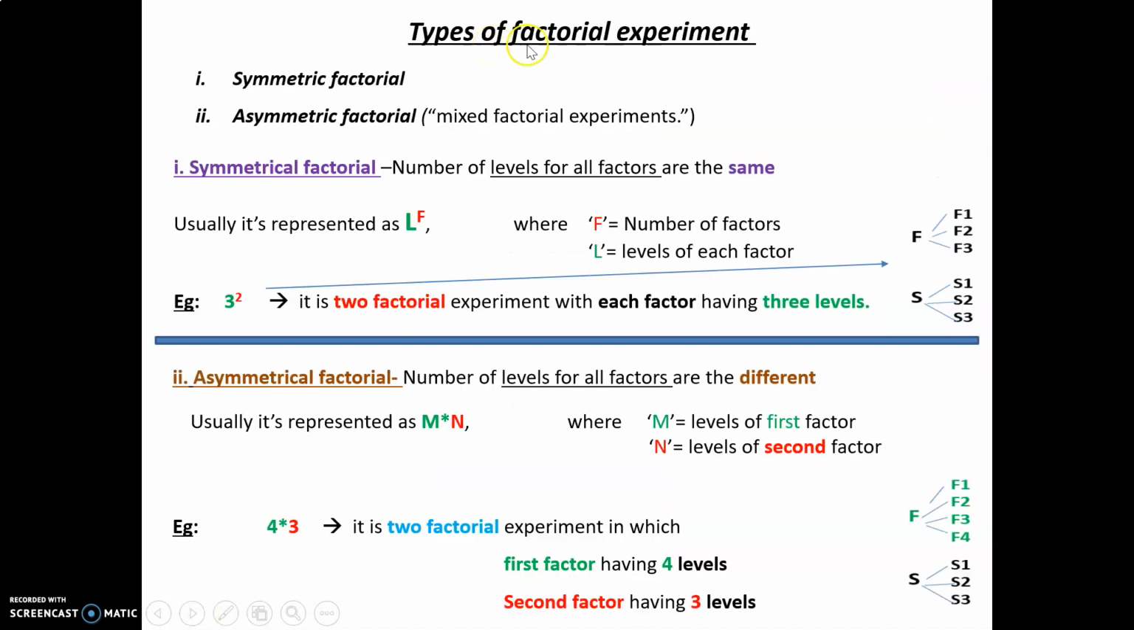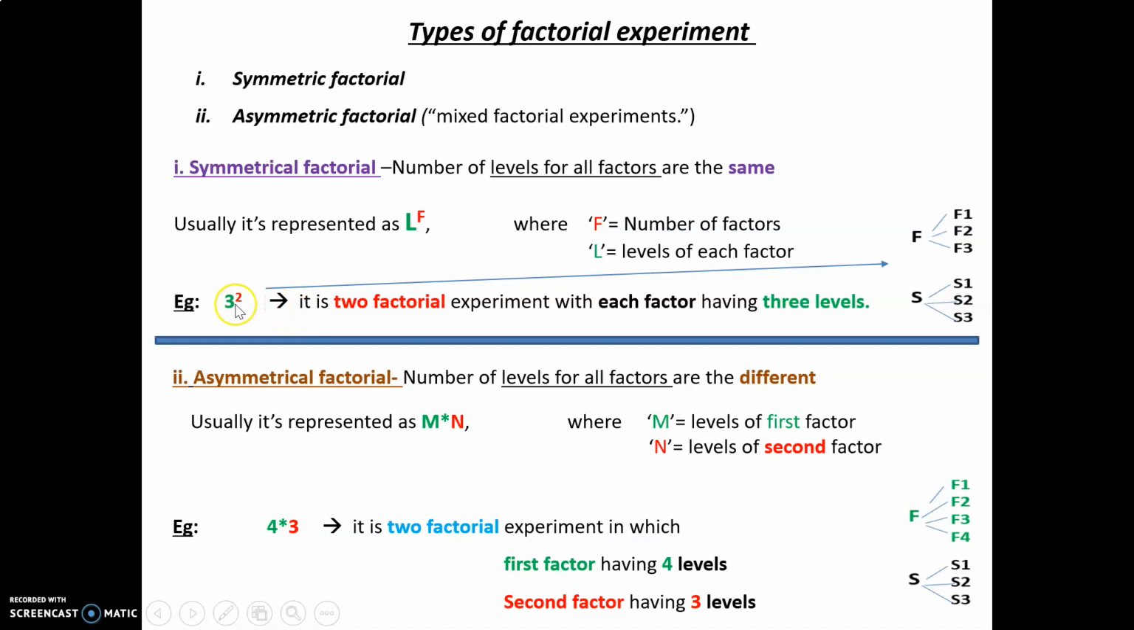Let us know the types of factorial experiment. Basically, two types are there. The first one is symmetric factorial, the second one is asymmetric factorial. What is symmetric factorial? If the number of levels for all factors is the same, such an experiment is called symmetric factorial. Usually it is denoted as L power f. Here f indicates the number of factors involved in the experiment, where L indicates the number of levels for each factor.